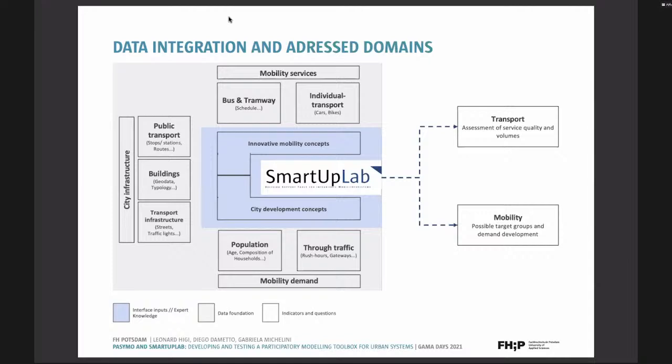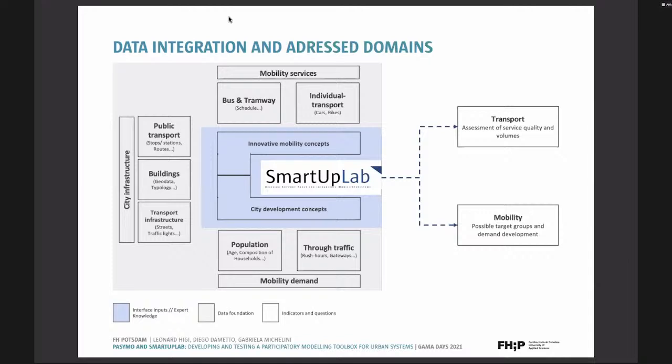After that, we modeled the available mobility services in the area, the private as well as the public transport, meaning cars and bikes, following research that we conducted, as well as the offer of bus and tramways and their schedule and so on. And we also depicted the characteristics of the mobility demand from a socio-demographic point of view, but we also considered the drive-through traffic that could be an issue in this area following planning developments.